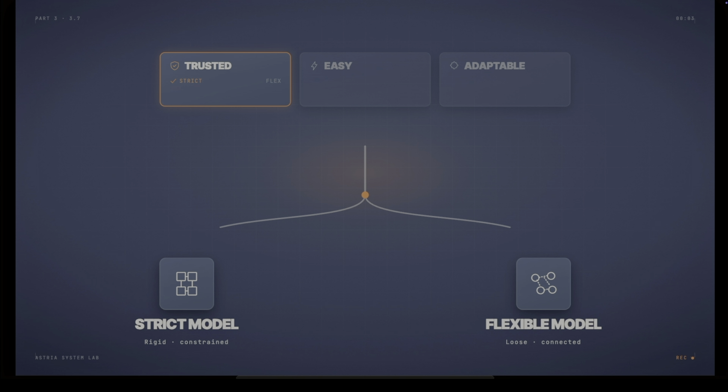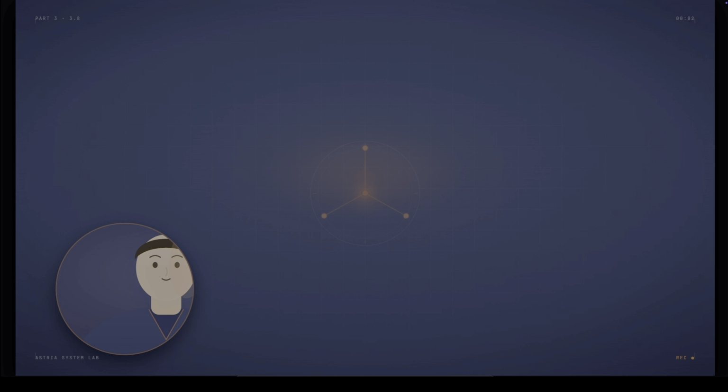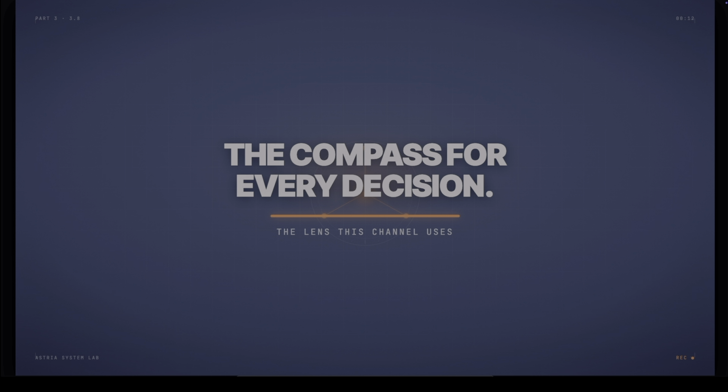Trusted asks, which option keeps the data more reliable and compliant over time? Strict wins. Easy asks, which one is faster to maintain and adapt as requirements shift? Flexible wins. Adaptable asks, which one survives a business pivot in 2 years? It depends. You don't need 50 rules to make the call. You need a compass. That's Well Architected. And this is the lens this channel uses for every architectural area we cover.